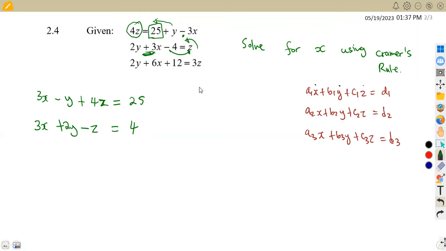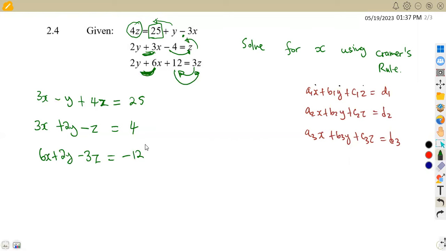Move on to the third one. Also on the third one, on the X and Y, here we're just going to rearrange. That's 6X plus 2Y. Transpose the 3Z to this side, it is going to be negative 3Z is equal to 12, to this side is going to be a negative 12.